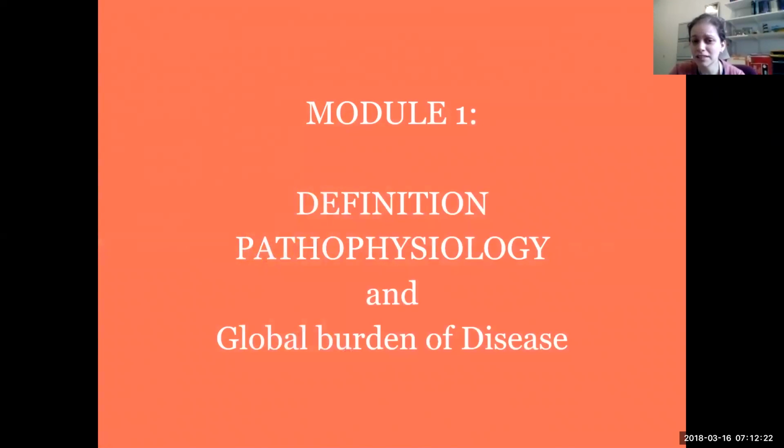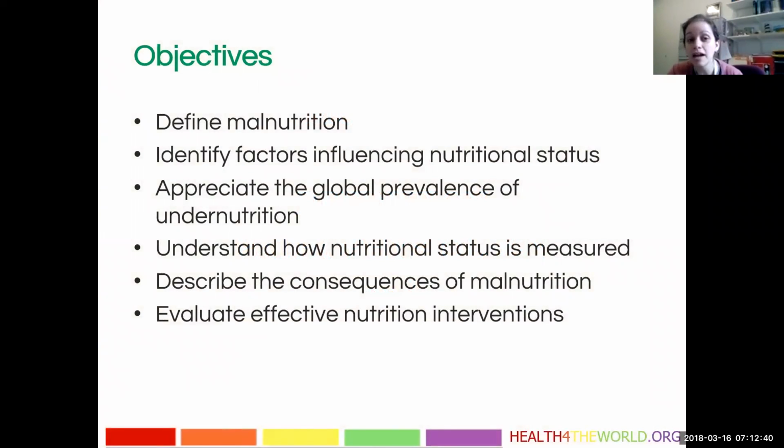So we'll start with definitions, pathophysiology, global burden of disease. I've kind of tried to take a public health, macro view of a lot of this, rather than an inpatient management focus, but I'm happy to talk about anything. Objectives: we will define malnutrition, identify factors influencing nutritional status, appreciate the global prevalence of undernutrition, understand how measurements are done, and discuss the consequences of malnutrition and interventions, more from a public health perspective.